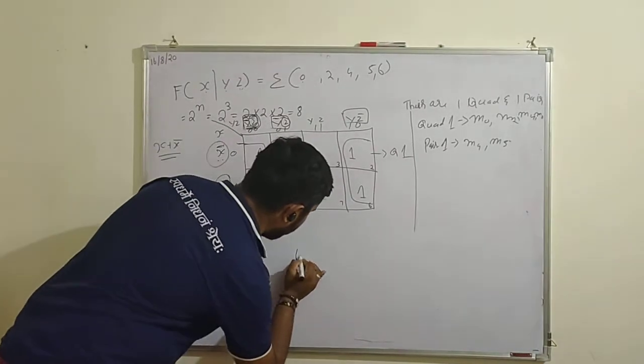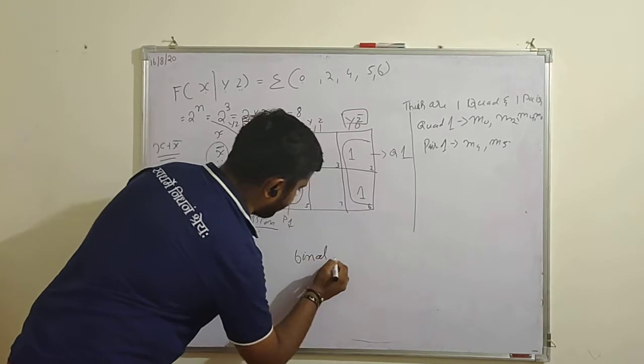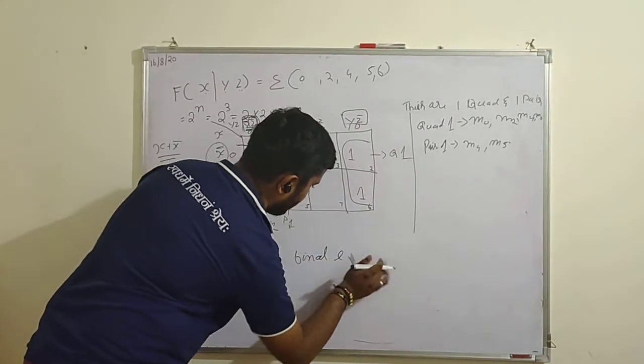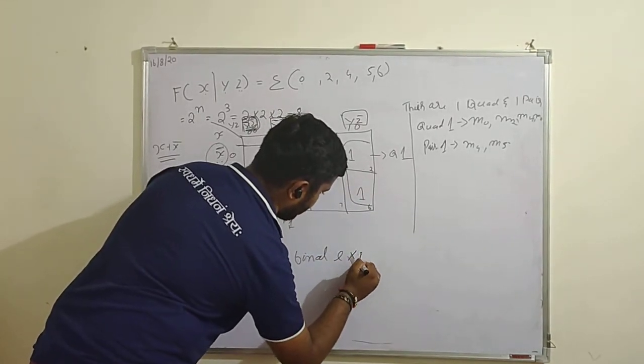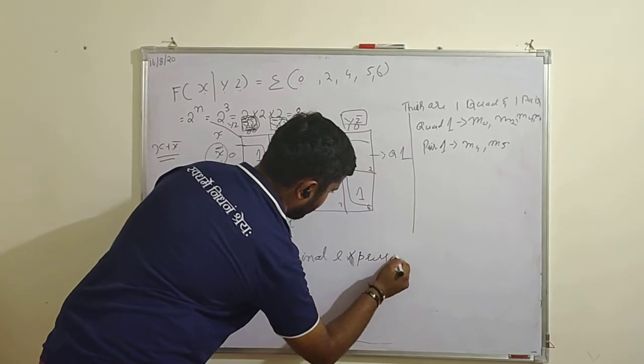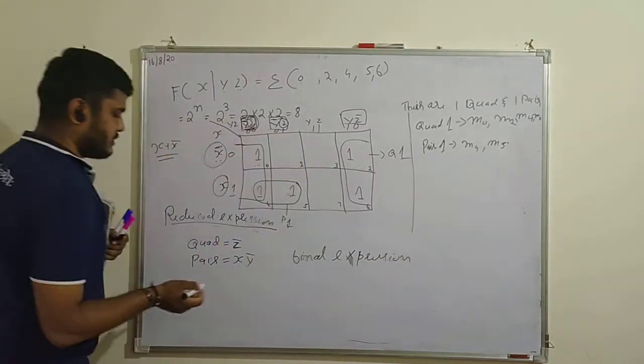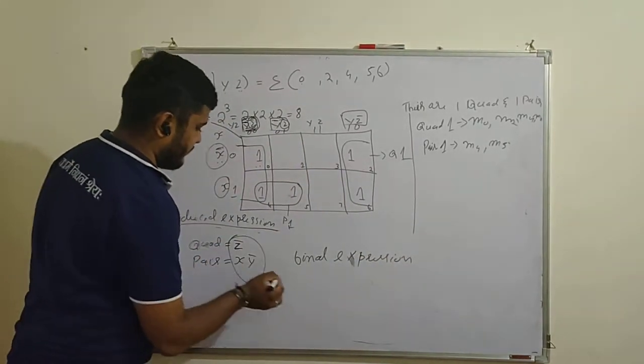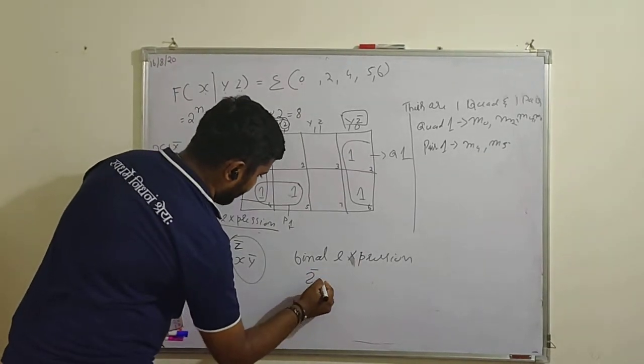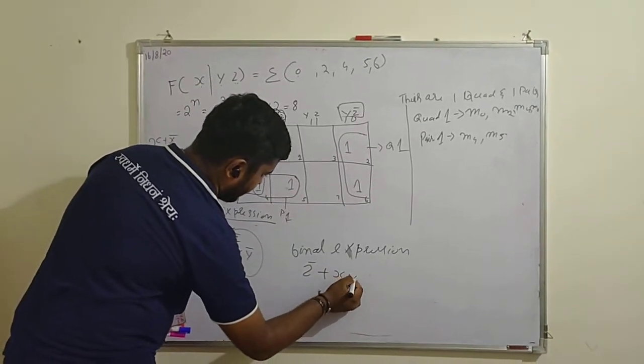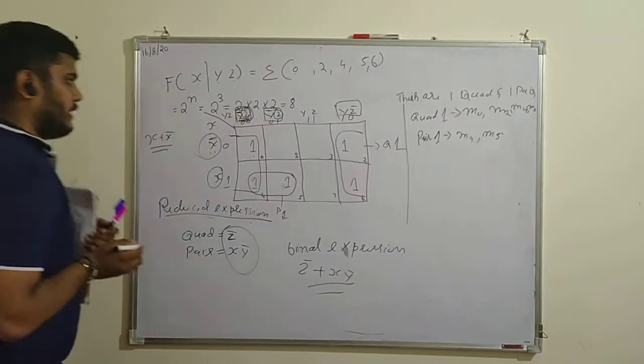So final expression. So what is your final expression? You should write them together. So z bar plus x into y bar. This is the final expression.